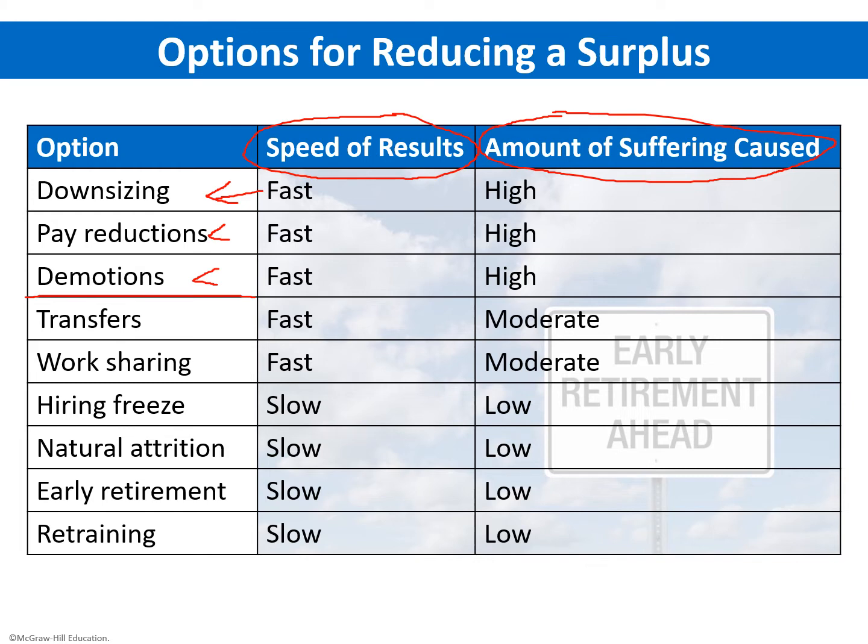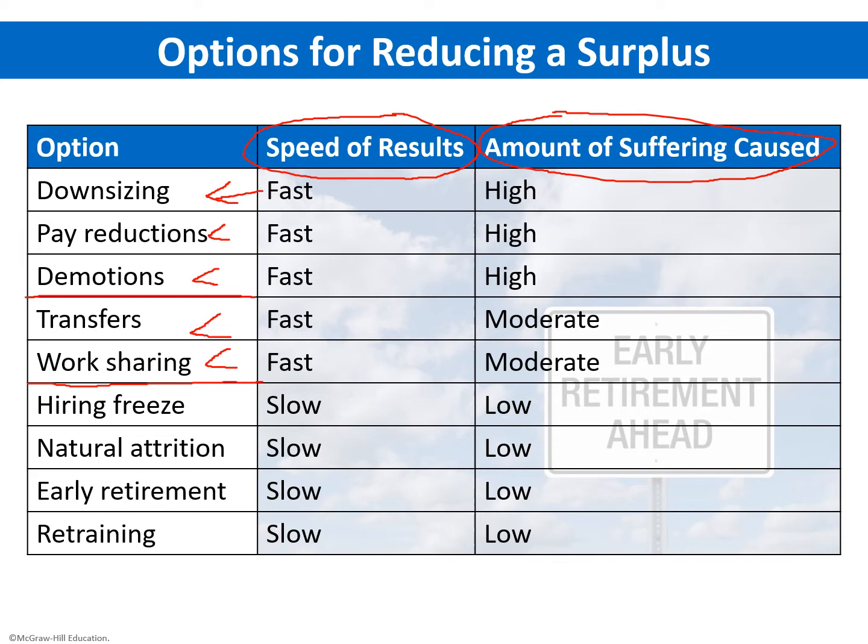All right, if we need fast results, but we do care a little more about our employees' well-being, we may look at transfers and work sharing. Now, transfers essentially are moving people to areas in the organization where we may not have the same type of surplus, and they do cause some suffering for employees, but a lesser level of suffering than downsizing and pay reductions and so on. Okay, now work sharing is really a fancy term for saying cutting hours. Because what we're doing when we're work sharing is rather than eliminating positions, we're eliminating hours for multiple employees and having them share their work.